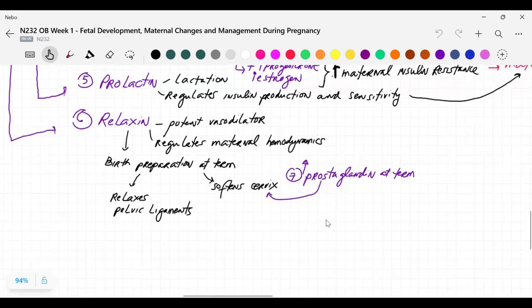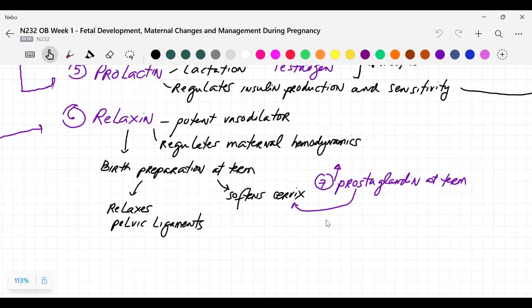There's another hormone called relaxin. Relaxin is a potent vasodilator, and it helps with the hemodynamics of the blood. This is most important at term. When we say term, there's 42 weeks of pregnancy. We want them to deliver at 40 weeks. When we say preterm, that means they are below 37 weeks. So term is 37 to 40 weeks.